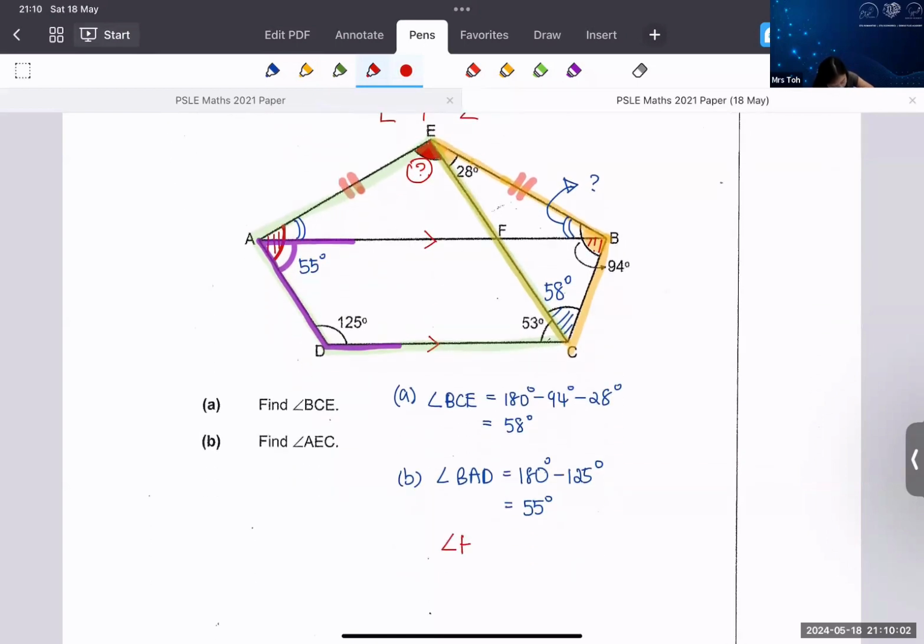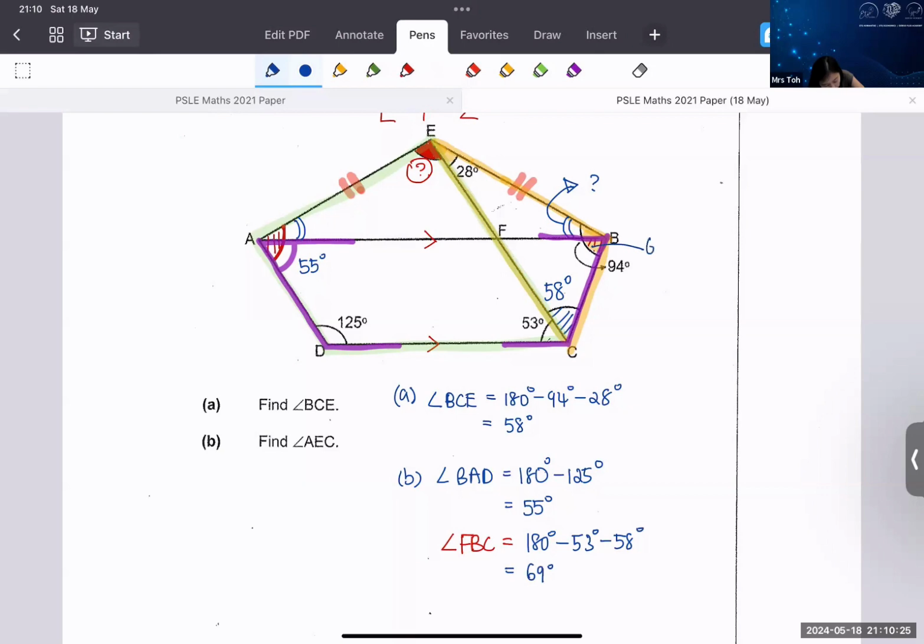Angle FBC, you can see another C here. Okay, with the C, you can find out FBC, which is 180 degrees minus 53 minus 58. That will give you 69 degrees.